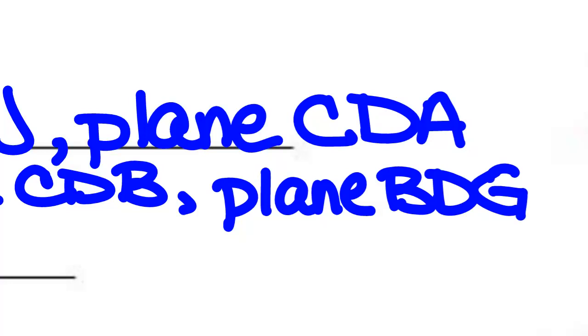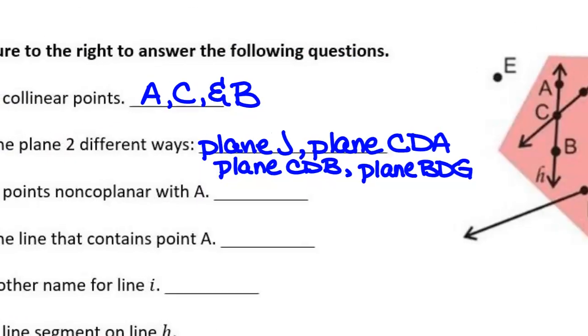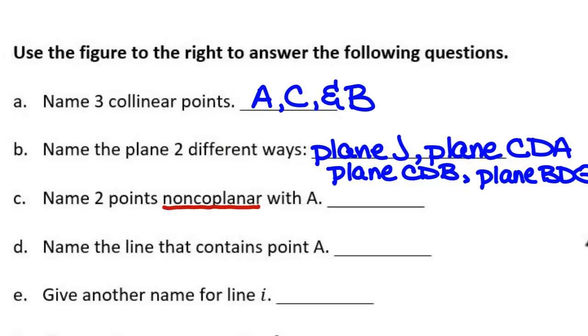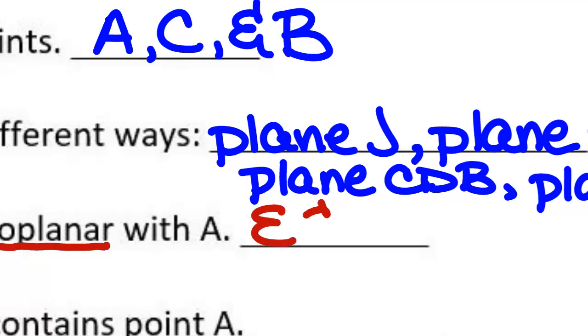That's way more than they asked us for. Name 2 points non-coplanar with A. E and F. Point E is above, point F is below. So it's kind of like if I have my folder like this, E is over here, F is down here somewhere.